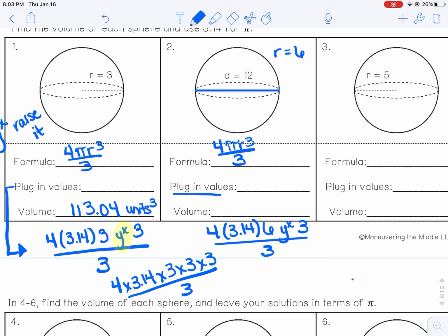So again, where it's saying plug in values, I'm just writing it down below so I have a little more room. Okay, once I do that, I'm going to give you a little bit of time to try to put that in your calculator. 4 times 3.14 times 6, hit the raise it button, do the third power. And again, if that's not making any sense to you, do 6 times 6 times 6. And then all of that divided by 3. You should get 904.32 units to the third power.